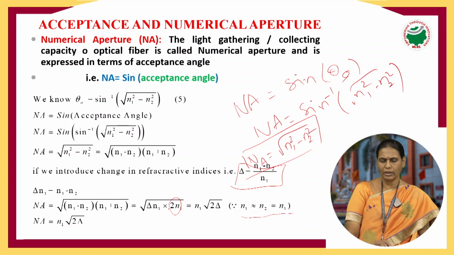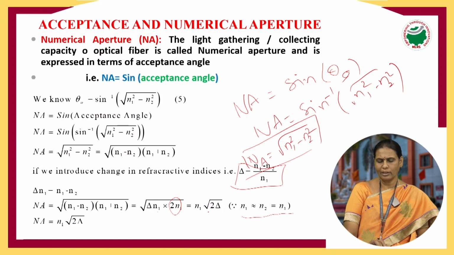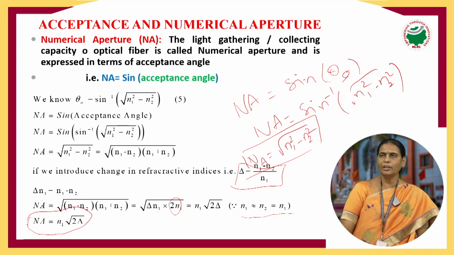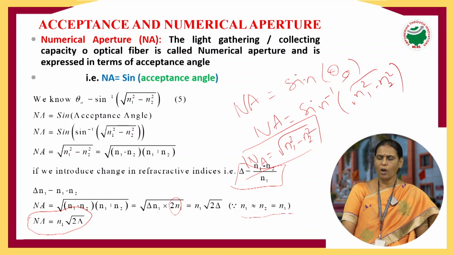So you will be getting delta n1 into 2n1, so this will be n1 square under the root. I take out n1, and you are left with root 2 delta. So the relation between refractive index and numerical aperture is NA is equal to n1 into root 2 delta. Okay, this is about the acceptance angle and the numerical aperture of an optical fiber.